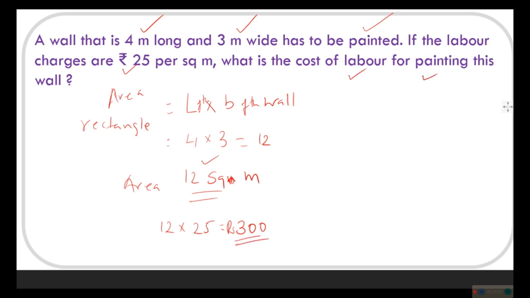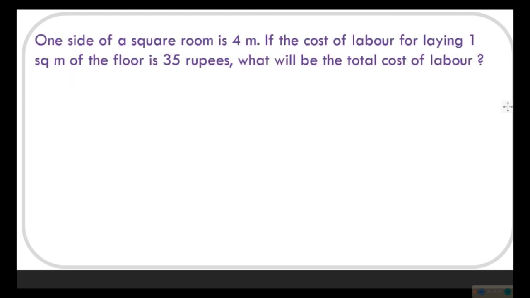Understood? So this way we apply this kind of concept of area of rectangle, area of square next time when any such situation comes in our home. It's a practical situation. One side of a square room is 4 meter. The room is a square, so it will give only one unit, only one side. The cost of labor of laying 1 square meter of floor is 35 rupees. Flooring is being done, tiles are being laid, but per square meter it is 35 rupees to be given. What will be the total cost?